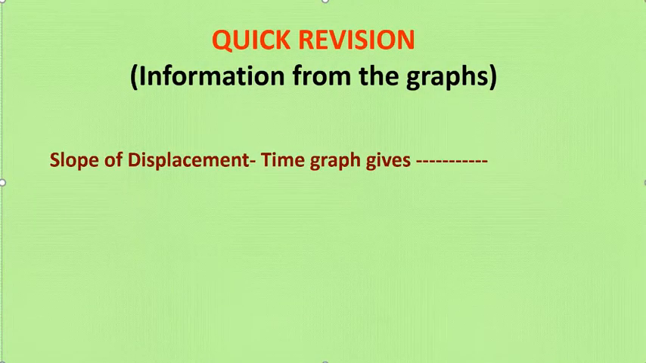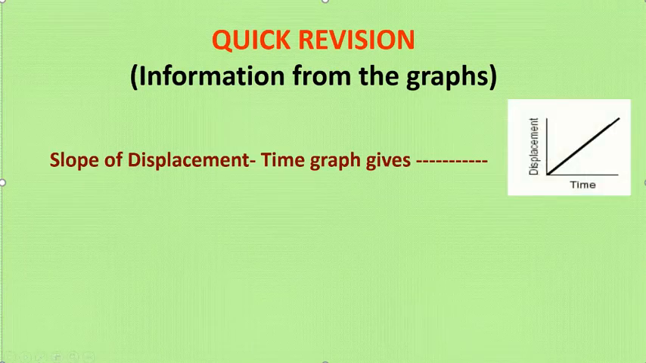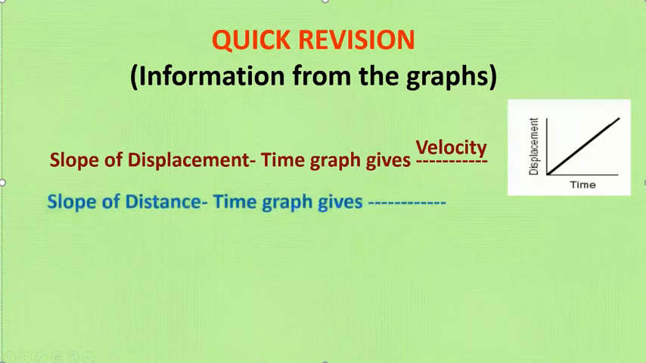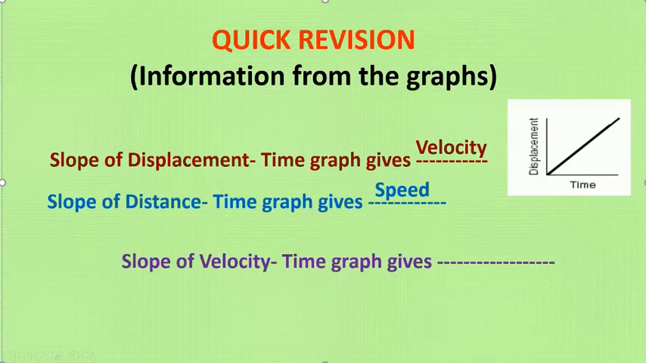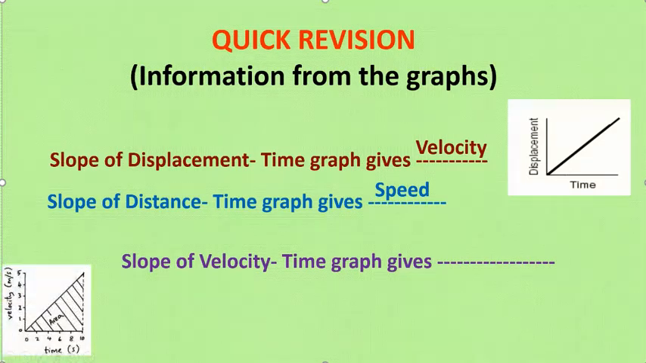Now, can you tell what the slope of a displacement time graph gives us? Remember displacement time graph? Here it is. It will give us velocity. Similarly, slope of distance time graph will give us what? Yes, speed. And moving to velocity time graphs. Remember velocity time graph? Here it is. Slope of velocity time graph will give us, yes, acceleration.